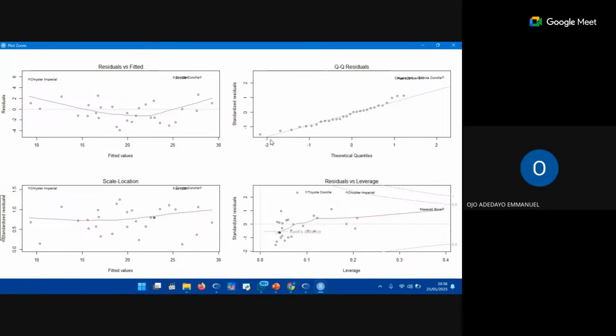If you look at the line in the QQ plot, you will see that most of our observations are concentrated on this line. That means there is a strong relationship here. Then the model versus residual: look at this, residual versus fit.